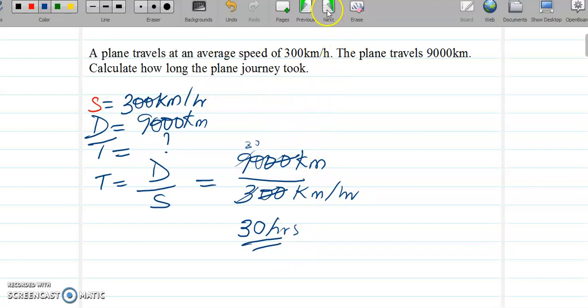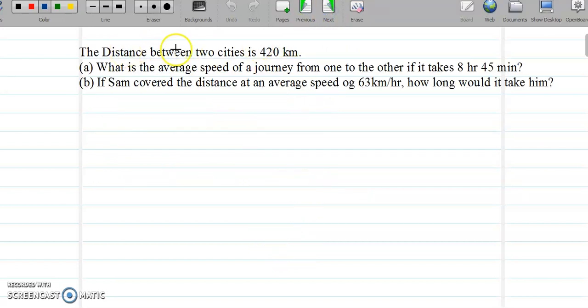Okay, now let's look at this final question. The same thing happens here. This says the distance between two cities is 4,200 kilometers. That's the distance. What is the average speed of a journey from one to the other if it takes 8 hours 45 minutes?